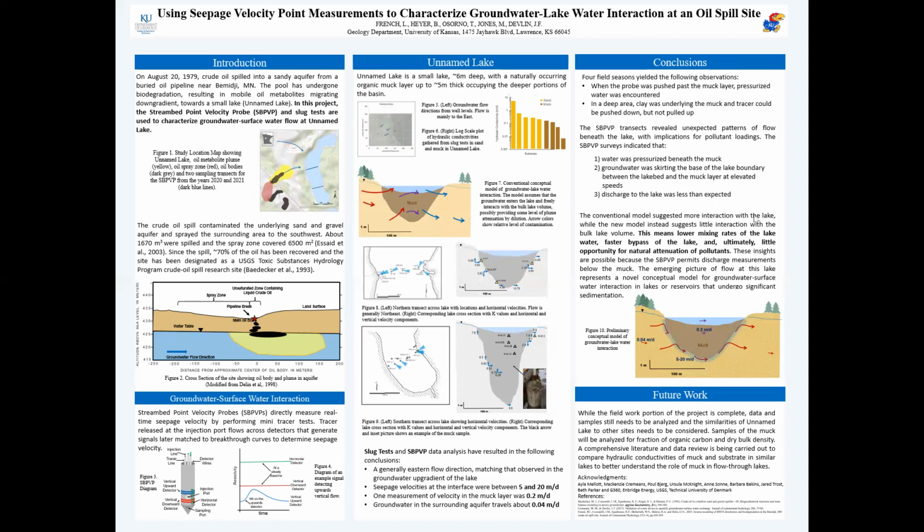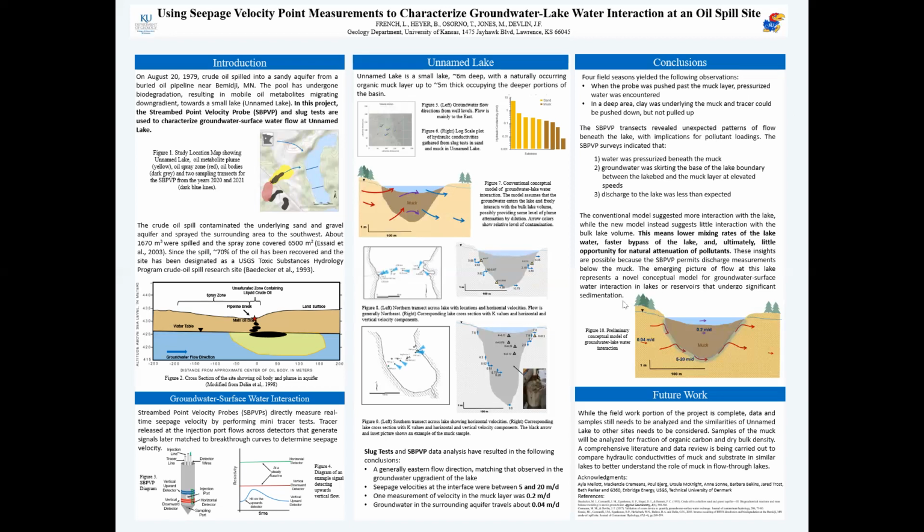So that leads us to a few conclusions. Based on our data and observations during the 4 field seasons, we have water pressurized beneath the muck, groundwater skirting the base of the lake, around the lake bed between the muck and the lake bed at elevated speeds, and discharge to the lake at levels less than expected.